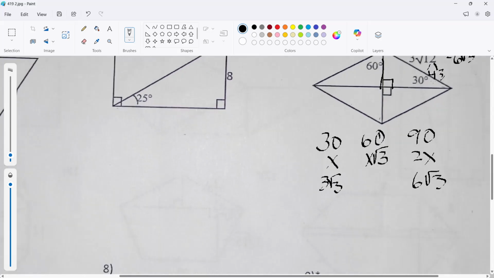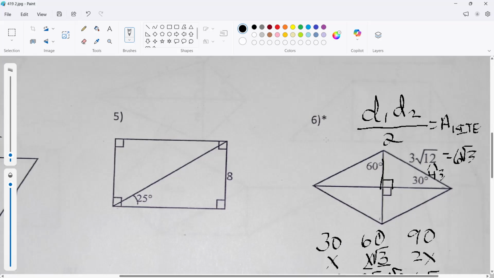And this is going to be 3 square root of 3 times square root of 3, because x is 3 square root of 3 times square root of 3. That's 3 times square root of 9, which is 3 times 3, which is 9. So that means this is 9, and so is this. And this is 3 square root of 3, and this is 3 square root of 3.